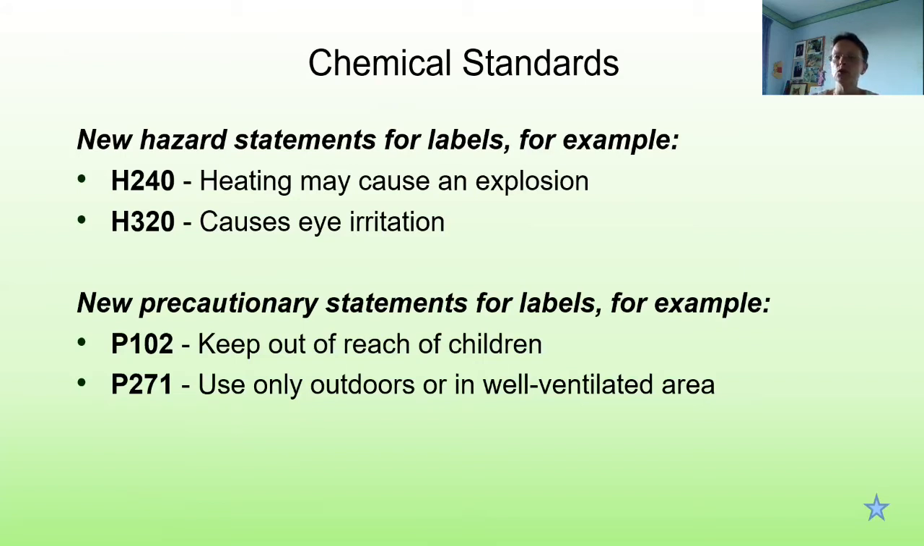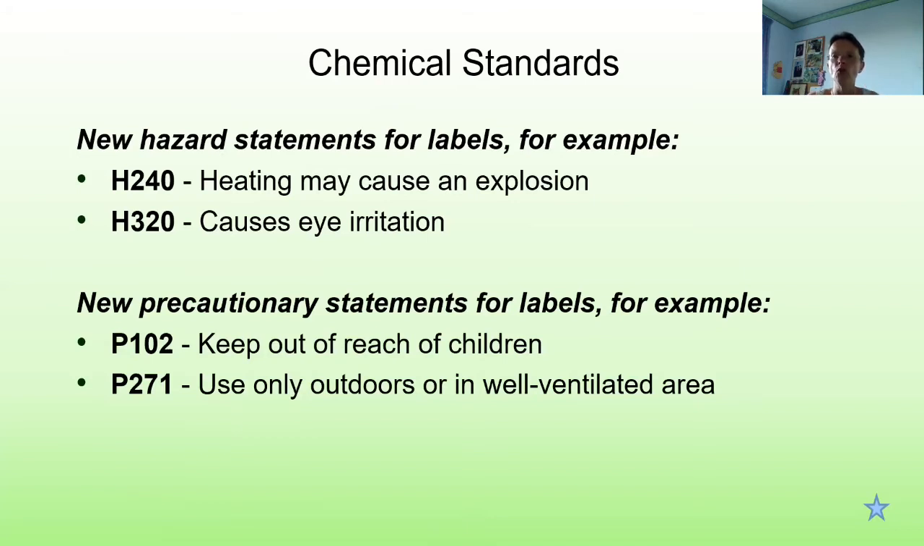So we've got a couple there. H240, heating may cause explosion. H320, causes eye irritation. Our precautionary ones, P102, keep out of the reach of children. P271, use only outdoors or in a well ventilated area. And you can see from the numbers there are over 600 hazard statements, over 600 precautionary statements, and it's down to the manufacturer and supplier to select the most appropriate ones so that they can use this standard terminology. And on the label, you might see the phrase without the number. On the data sheet, you might see the number without the phrase. But if any manufacturer is using these statements, they all have the same meaning.